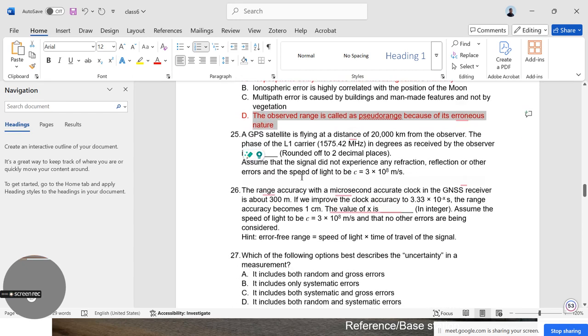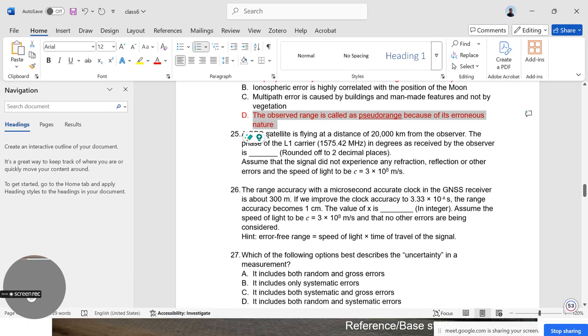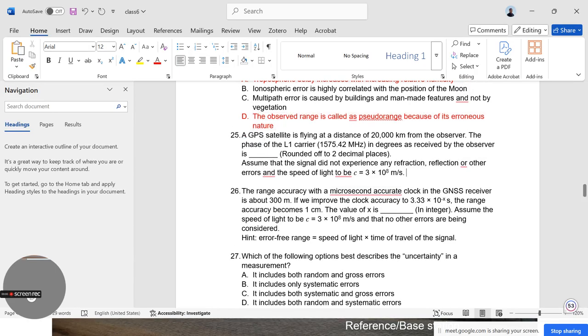Yeah. So next we have a numerical. A GPS satellite is flying at a distance of 20,000 kilometers from the observer. Now the phase of the L1 carrier in degrees as received by the observer is how much? Assume that the signal did not experience any refraction, reflection, or any other error, and the speed of light is considered as 3 into 10 to the power 8. So basically it's a kind of question where we want to find out the distance. What we do in distance is we just multiply with the delta t.